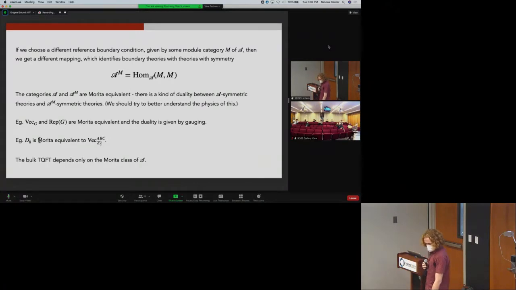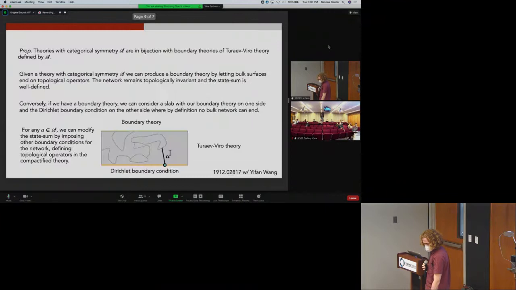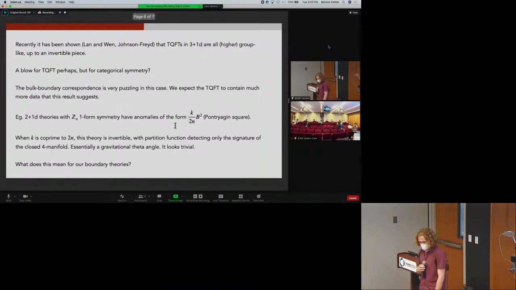So for instance, Vec_G, which is what you have associated to ordinary group symmetry, and Rep G, which is what you have associated to G gauge theory, are Morita equivalent, and the duality is just given by gauging. But there are some more weird-looking Morita equivalences. For instance, apparently theories with D8 symmetry are the same thing as theories with Z2 cubed symmetry with a certain anomaly. You wouldn't think that studying anomaly-free theories is the same thing as studying anomalous theories for a different symmetry group, but so they are. And the point here is that the bulk TQFT only depends on the Morita class of A. So all this data of lines, this state sum, is just one way of presenting the same TQFT. If we use something Morita equivalent, it's the same.